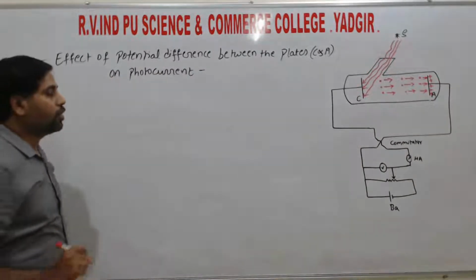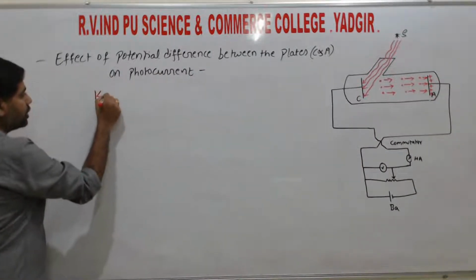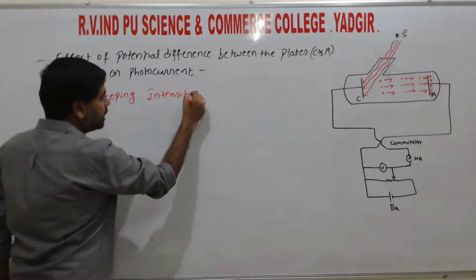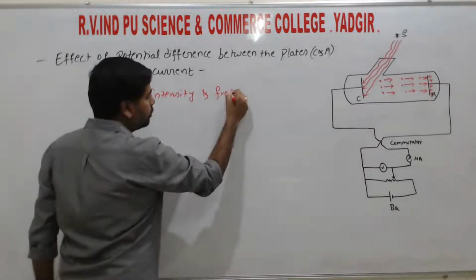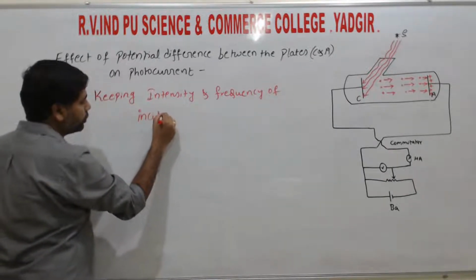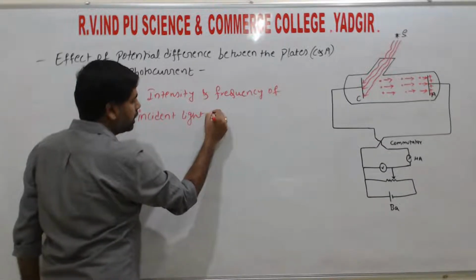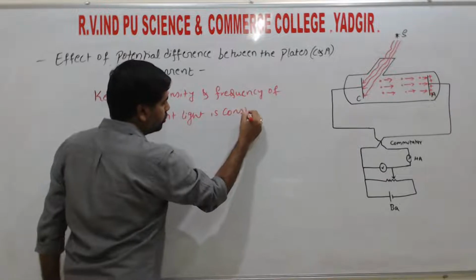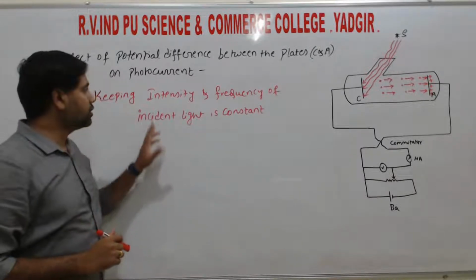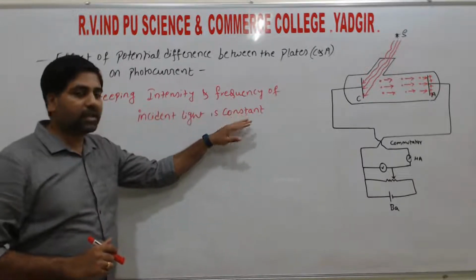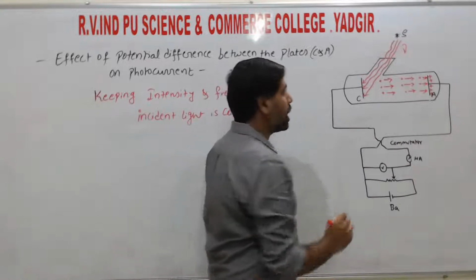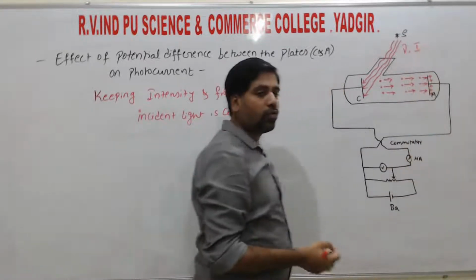For this, we keep the intensity and frequency of the incident light constant. The frequency is denoted by nu and the intensity is denoted by I. These two are kept constant.